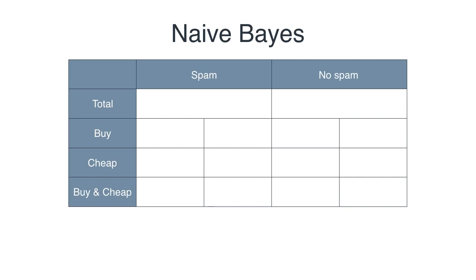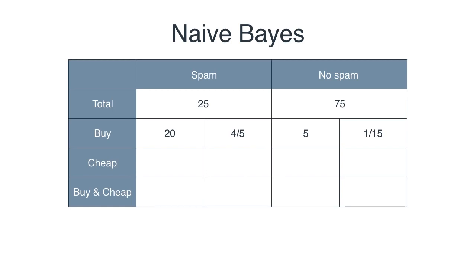So let's look at spam and no spam emails. We looked at the total was 25 spam emails and 75 non-spam emails in our data set, right? Now the next row, we're going to count how many of them have the word buy. So 20 of the 25 have the word buy. That's 4/5. And 5 of the 75 that are not spam have the word buy. So that's 1/15 because it's 5 divided by 75.